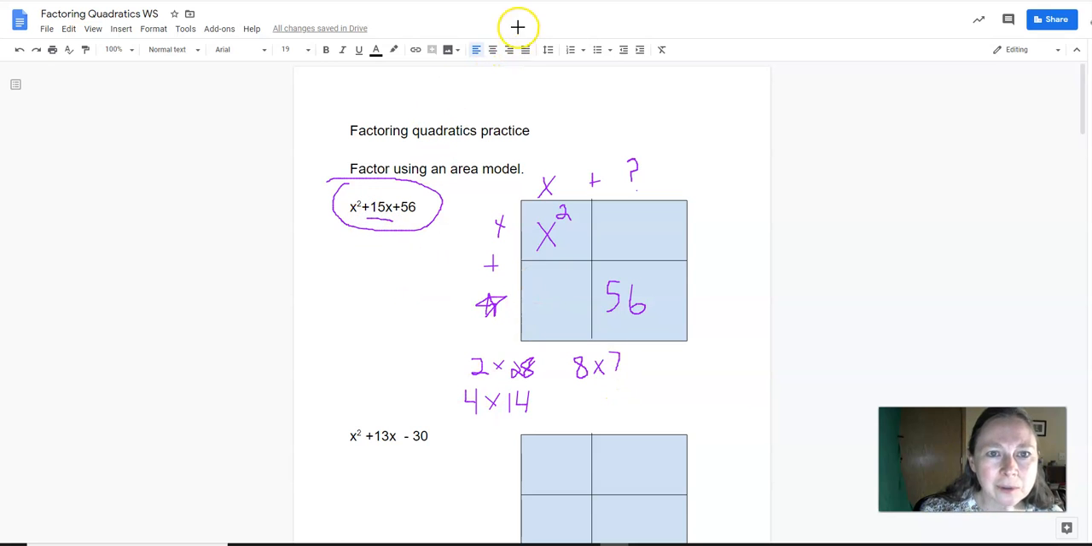So let's just get rid of the, how do I erase only using an eraser and not getting rid of everything? I don't know how. I'm just going to scribble.